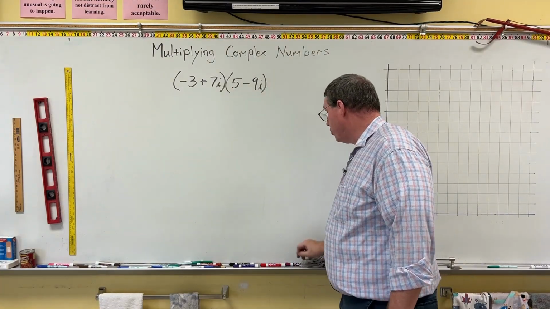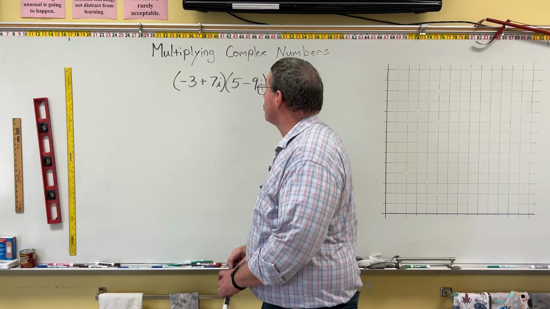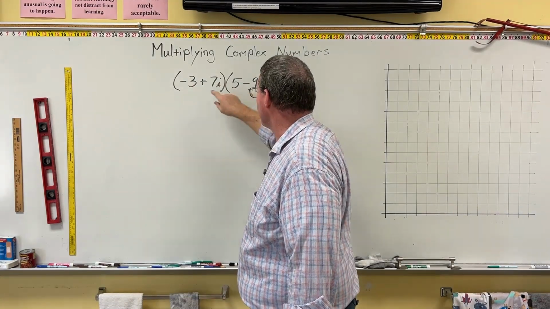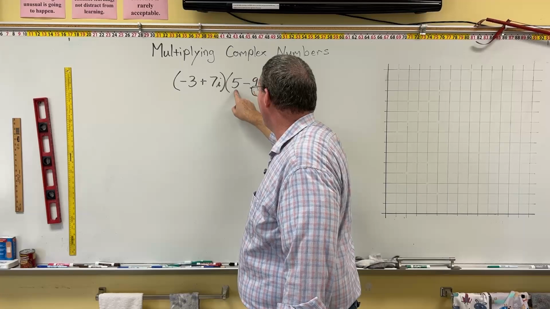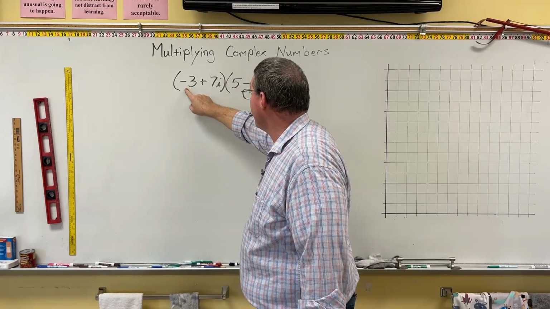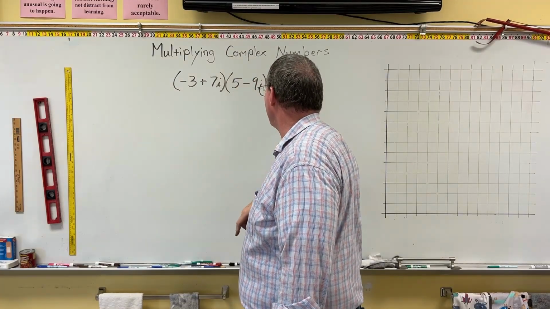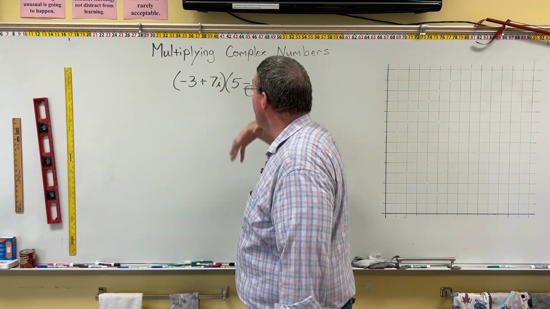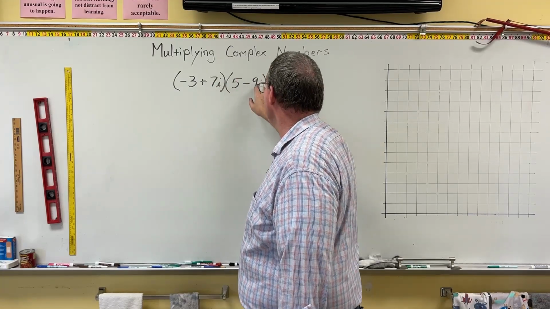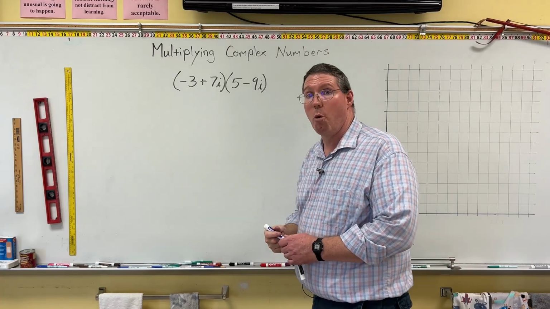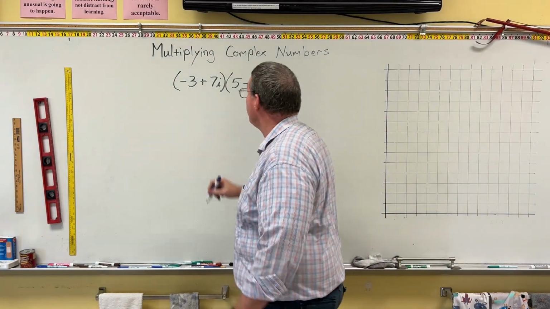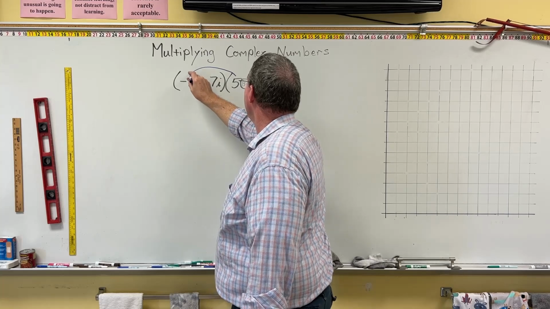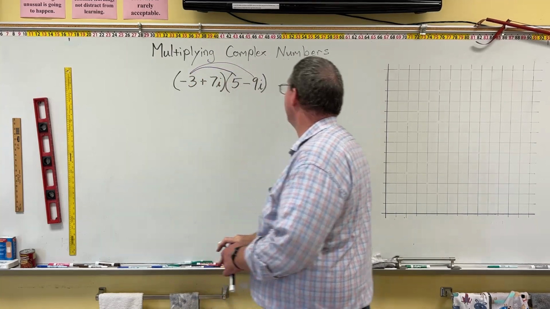Now, in this situation, we need to distribute. We're going to have to multiply everything over here by everything over here. So this negative 3 has to be multiplied by the 5, and the negative 3 has to be multiplied by the negative 9i. Then we have to multiply the 7i times the 5. Then we have to multiply the 7i times the negative 9i. So we're actually going to have 4 multiplications. We're going to multiply the negative 3 times the 5, then the negative 3 times the negative 9i.